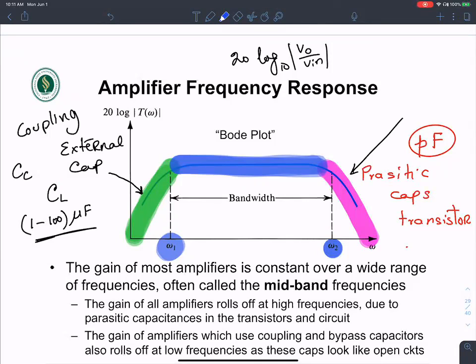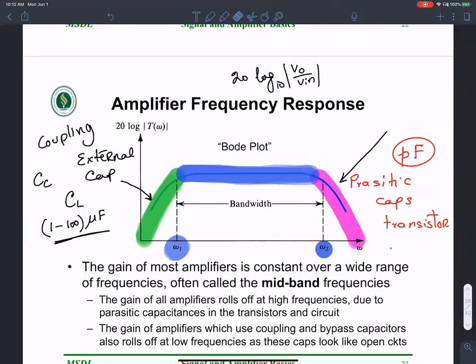A more intuitive way to understand it is the range of frequencies of an amplifier over which the gain is relatively constant. That's the idea of bandwidth. At omega 1 and omega 2, the overall gain is 3 dB less than the peak gain. Does that make sense? Yes. Okay.